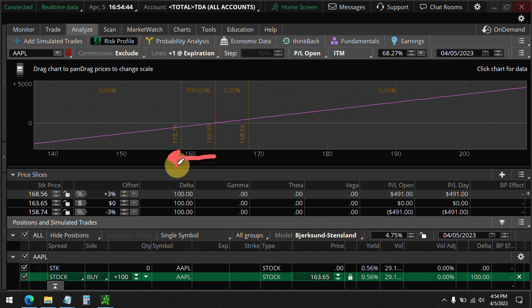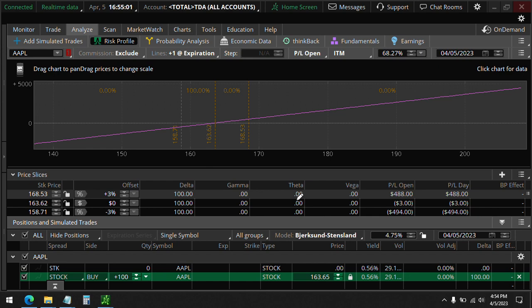This is the price on the x-axis. Currently Apple is at 163. This is the profit loss diagram. Above the 0 line on the y-axis is a profit, and anything below that is a loss.